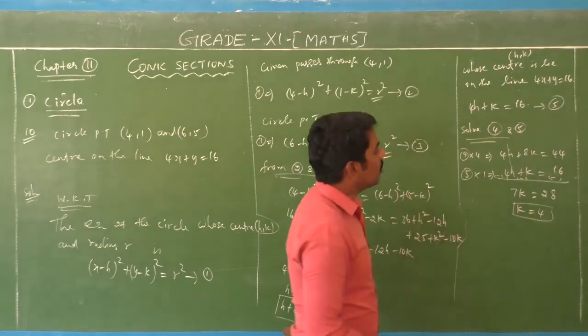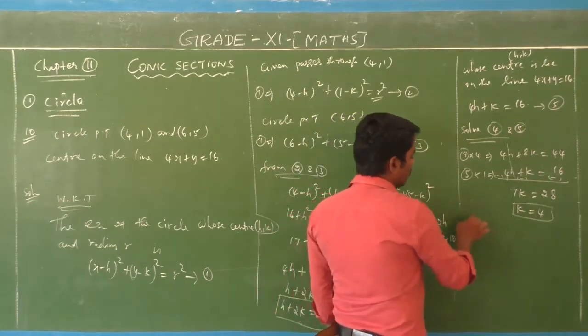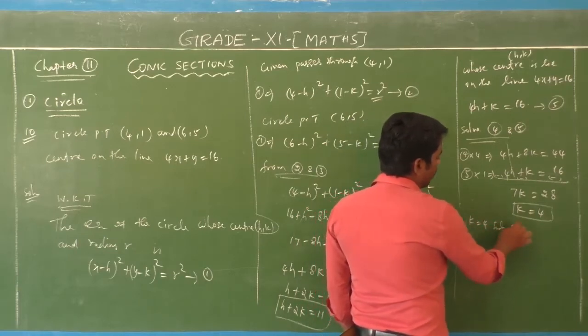Next, find the unknown value h. So k equal to 4, substitute in equation number 4 or 5.